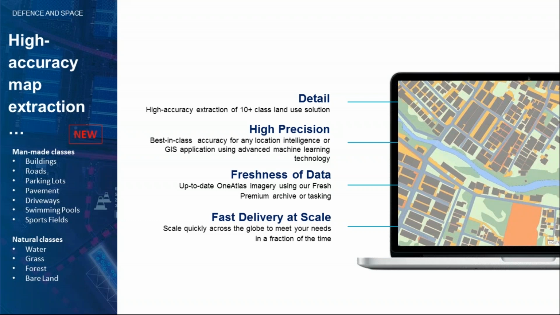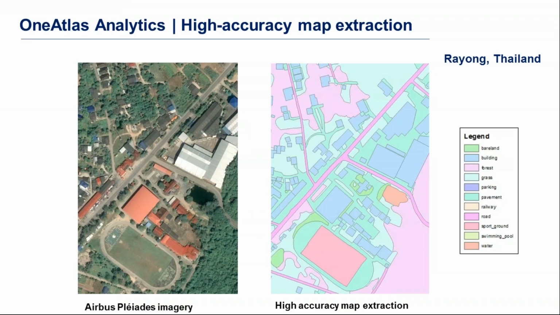So you can run this product on Airbus imagery using either our imagery archive or our tasking services. And the key takeaway with this product is that you get a cartographic quality mapping product in a fraction of the time and at scale. So here we can see a sample over Rayong in Thailand with the range of classes. So you can really just see how precise these contours are for each of the different classes.